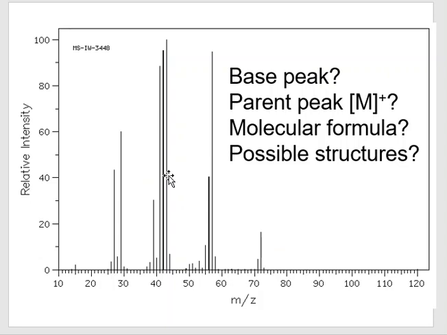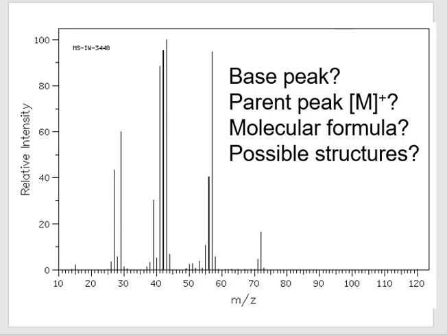So these are the sorts of things that you want to be able to do when you look at a mass spectrum. You want to be able to determine the base peak, which we just did, and determine the parent peak or the molecular ion peak. And that's this one down here. This is the same spectrum that we just looked at. Now, from the parent peak, you can figure out some proposals for the molecular formula.